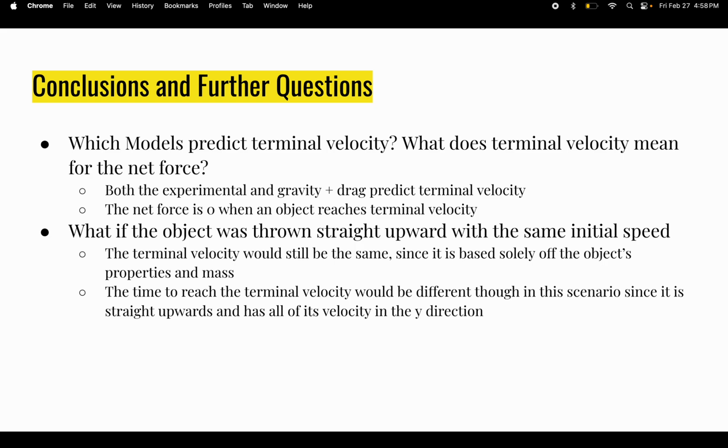And then, what if the object was thrown straight upward with the same initial speed? If that was the case, then the terminal velocity would still be the same value, since it's based solely off the object's properties and mass. However, the time to reach the terminal velocity would be different, because in this scenario, it's thrown straight upwards and has all of its velocity in the y direction.